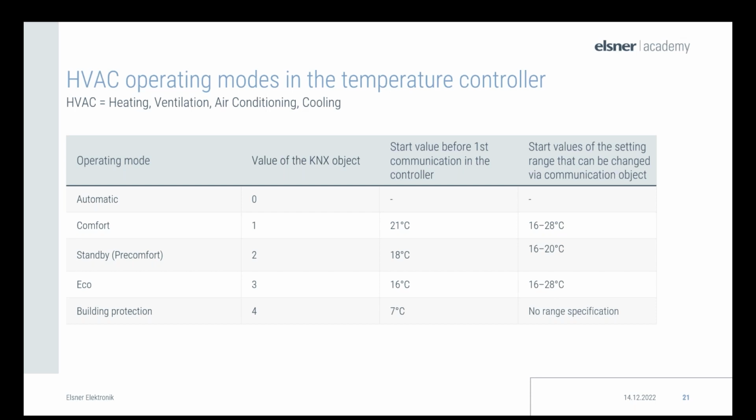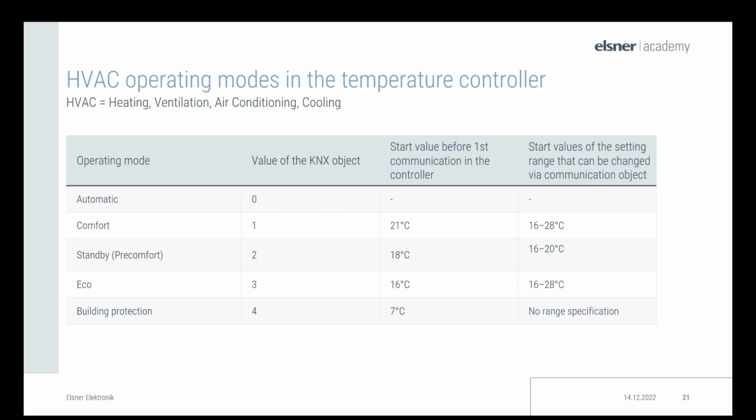There are several HVAC operating modes in the KNX world. Most temperature controllers in the KNX area have the so-called HVAC objects. HVAC stands for heating, ventilation, air conditioning, and cooling, as already mentioned. The HVAC can be used, for example, to lower the temperature on the controller display when a room is not in use. It is also conceivable to lower the heating depending on a period or calendar, for example, to turn off the heating during school vacations.